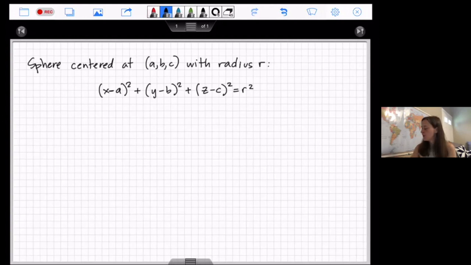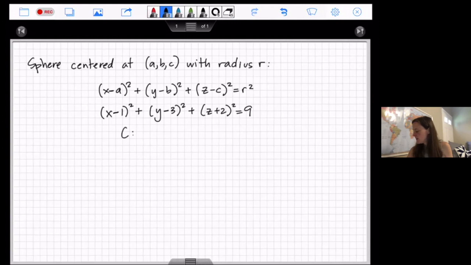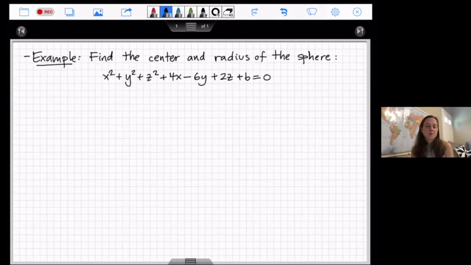So for example, if I give you an equation like (x - 1)^2 + (y - 3)^2 + (z + 2)^2 = 9. Okay, so we would recognize that as a sphere, and its center is going to read off just like the center of the circle. The center is going to be at (1, 3, -2), and the radius would be equal to 3.